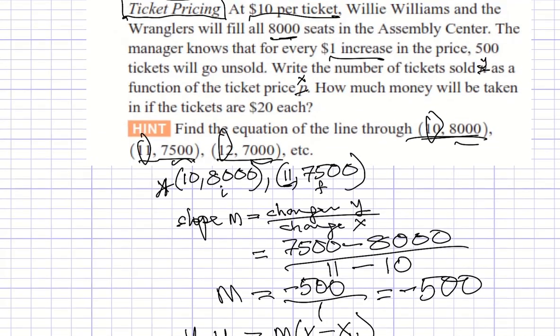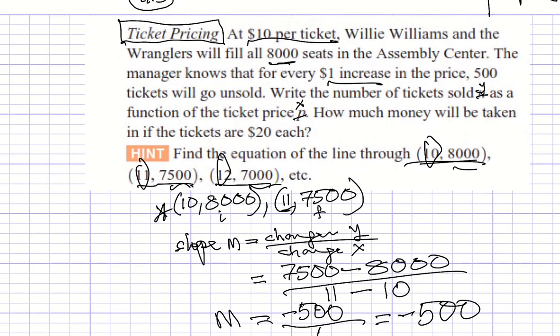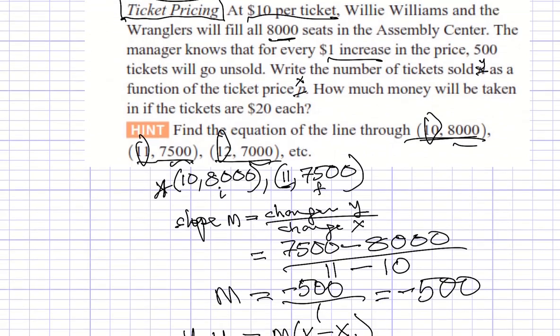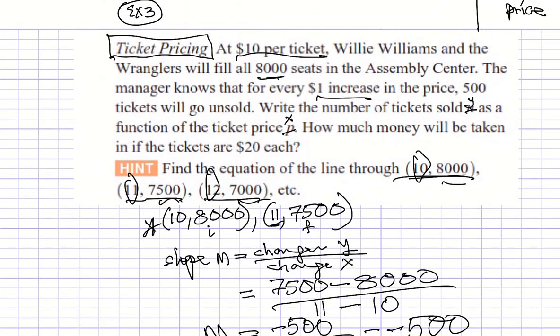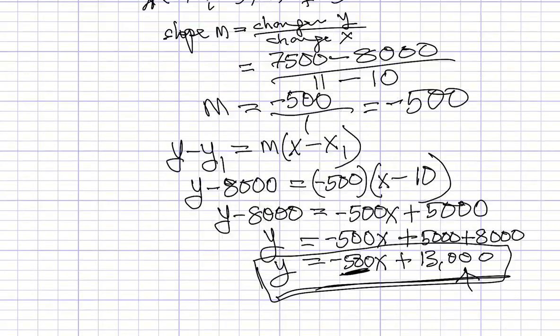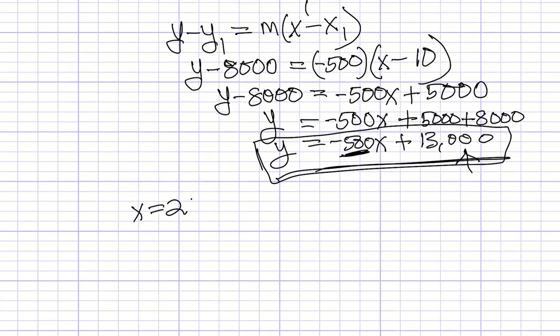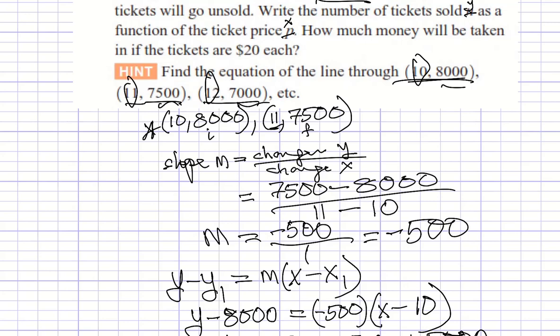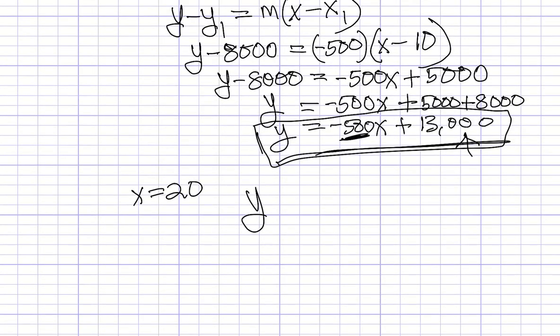And then what do they want? They say find how much money will be taken in if the tickets are $20. Don't forget the ticket price is on the x-axis. So if x is equal to 20, that's what is asking you. Then y is the number of tickets sold, but they want how much money will be taken in. So we'll find the number of tickets sold, because y is the number of tickets. So we use the price and find the number of tickets.